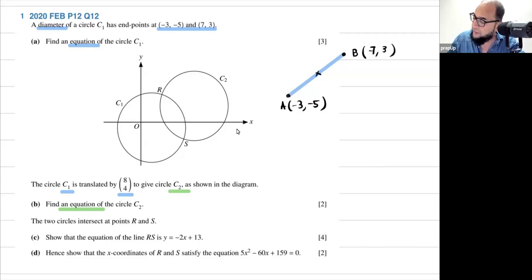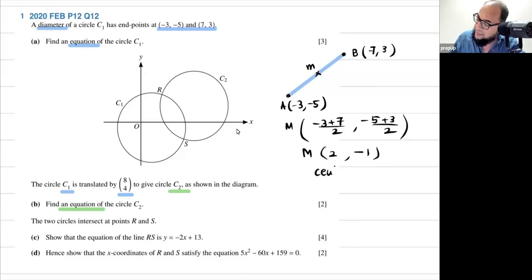I need to find the midpoint in order to find the equation of the circle. What is the property? If the circle is like this, then the midpoint of these two points will be the center of the circle. So M is (-3 plus 7) divided by 2, and (-5 plus 3) divided by 2. That is 4 over 2, which is 2, and the next one is -2 over 2, which is -1. That is M, which is the center of the circle C1. So this is part A.